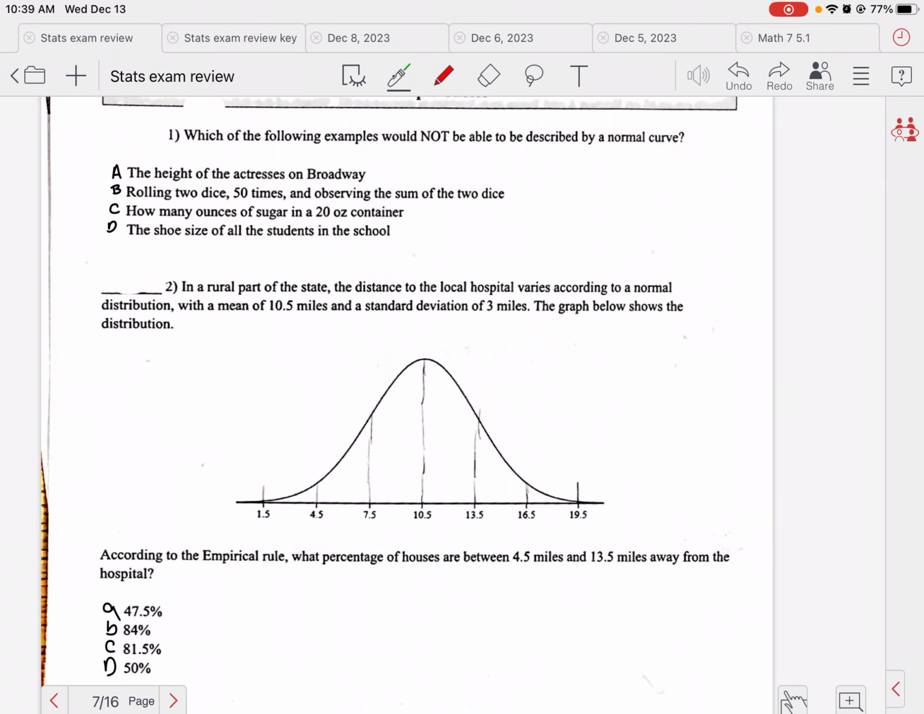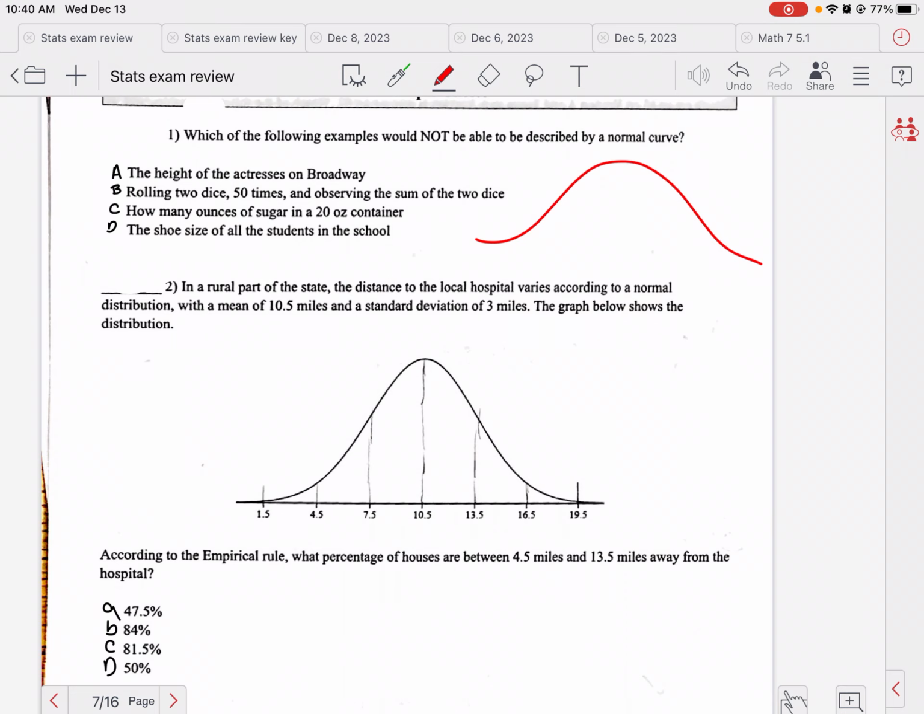All right, which of the following examples would not be described as a normal curve? Remember, a normal curve looks like this. Things like rolling a die is a really good answer, okay? So the height of an actress on Broadway, probably not going to be normally distributed. Rolling 2 dice 50 times and observing the sum of the 2 dice. How many ounces of sugar in a 20-ounce container? And the shoe size of all students in the school.